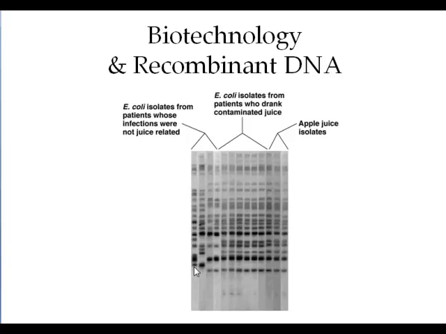The long DNA has been spliced and passed through this gel and separated based on its molecular weight and charges. When the bands overlap, that means there is something in common. For example, the E. coli isolates from patients whose infections were not juice related, you can see these two have much similar bands. Then there are the ones from patients who drank contaminated juice, with very similar bands over here, and then the apple juice band. When you compare the bands, you can compare a specimen of one lane to the other.